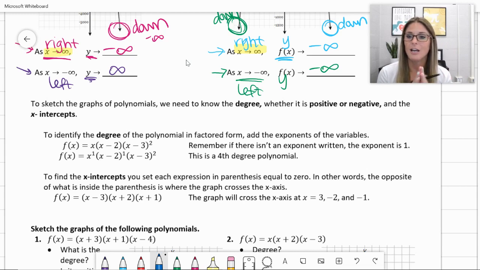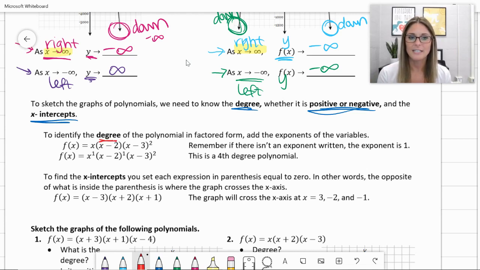So to sketch a graph of a polynomial, you need to know a couple things. You need to know the degree. You'll need to know whether it's positive or negative. Is that a value? Is it starting with positive or is it starting with a negative? And then you'll need to be able to identify the x-intercepts.